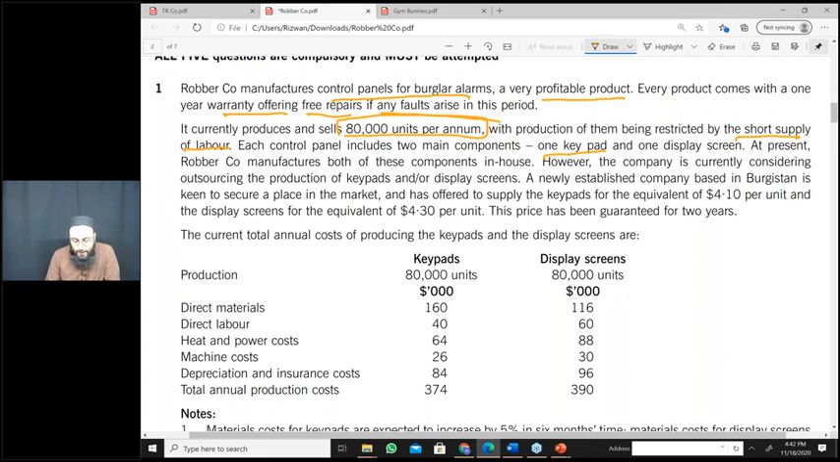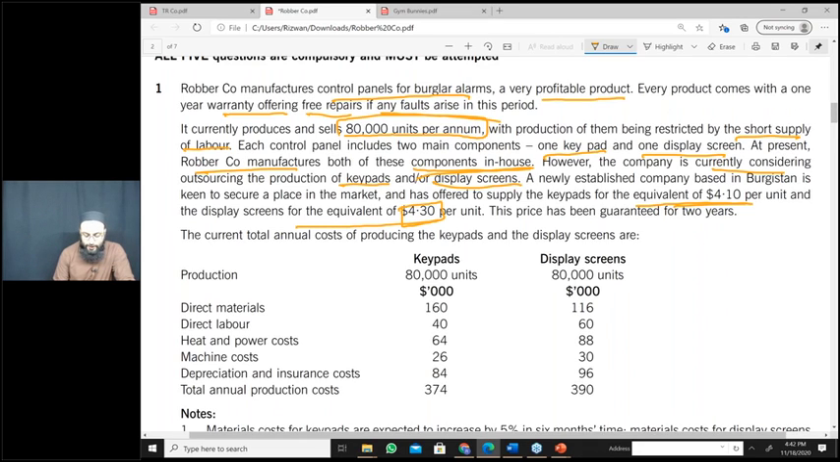Each control panel includes two main components: one is a keypad and one is a display screen. At present, Robber Company manufactures both of these components in-house. However, the company is currently considering outsourcing the production of keypads or display screens. A newly established company based in Kyrgyzstan is keen to secure a place in the market and has offered to supply the keypads for an equivalent of 4.1 and display screens for an equivalent of 4.3.